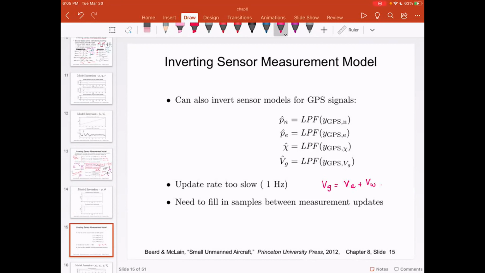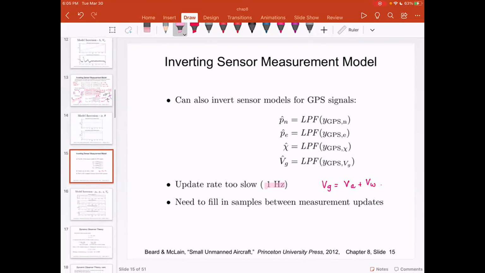Now, if you look at the old receivers, they used to be very slow. So they used to give us one update per second. So that's why it was 1 hertz. But newer GPS receivers, the commercial GPS receivers or hobby GPS receivers, can go all the way up to 20 hertz. And some very expensive GPS receivers can get slightly higher update rates as well.